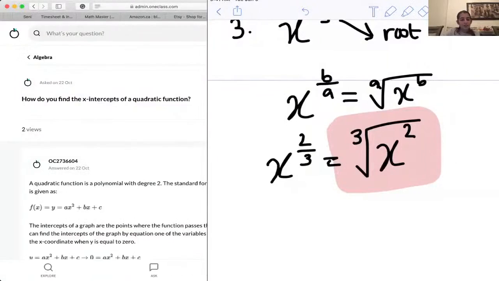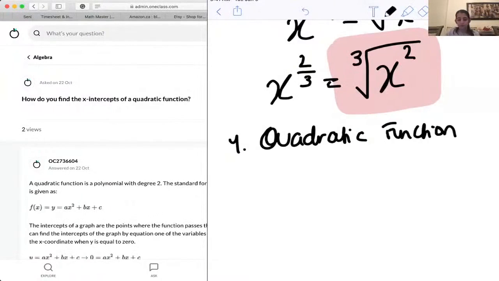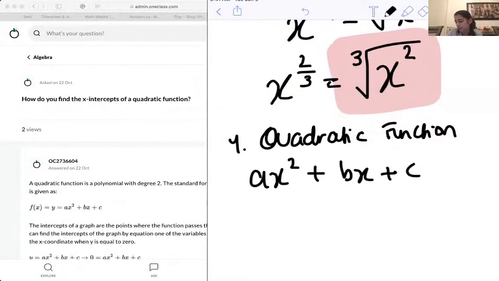How do you find the x-intercepts of a quadratic function? I'm just going to write the standard equation of a quadratic function, which is ax squared plus bx plus c equals 0.